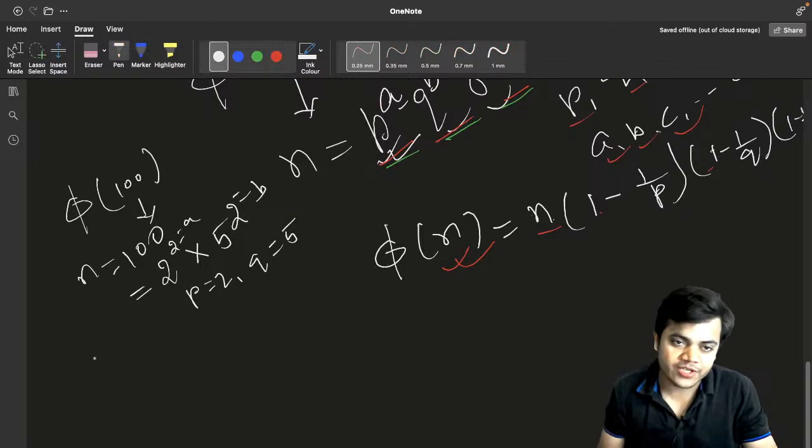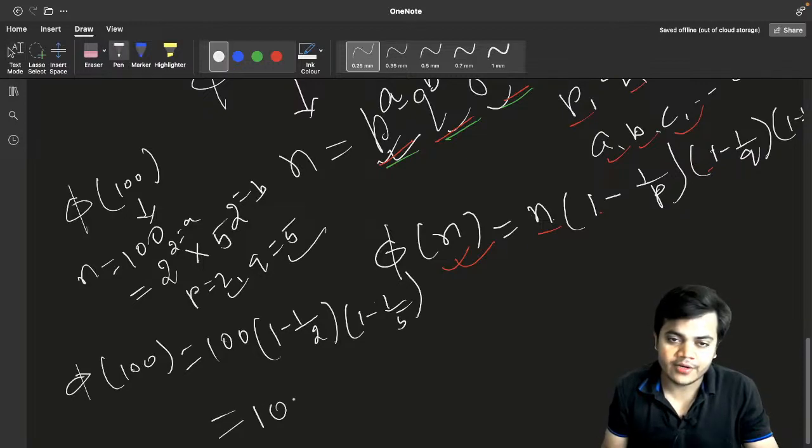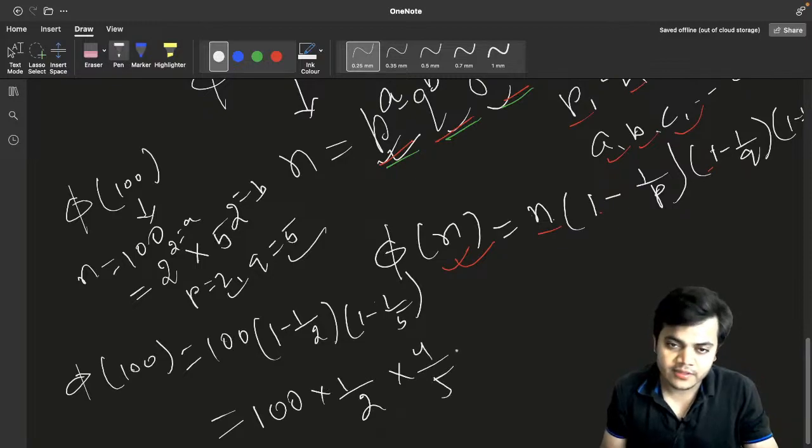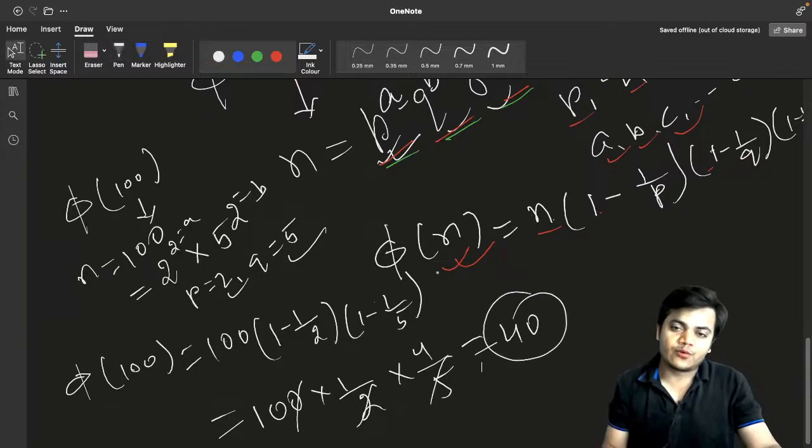अब जैसे मान लीजिए हमें phi of 100 कैलकुलेट करना है, तो phi of 100 क्या हो जाएगा, तो n के जगह पे आप क्या लिखोगे, 100 इंटू 1-1/p, p क्या है यहाँ पे 2, इंटू 1-1/q, q क्या है 5। So in this way you can say 100 into 1/2 into 4/5, isn't it? Yes, 5 2s are 10, so it will become 40. So what do you mean by this? So phi of 100 is 40.